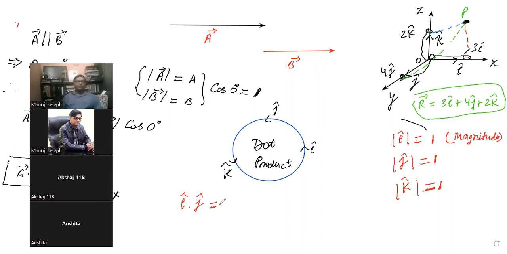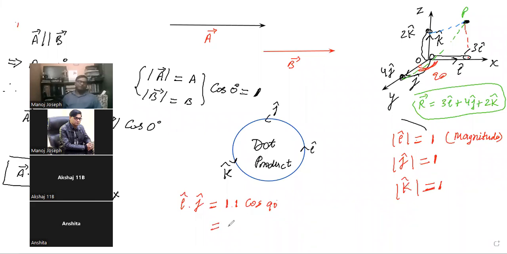So what is the magnitude of I? Magnitude of I is 1. And the magnitude of J is 1. And what is the angle between them? I to J, both axes are mutually at 90 degrees. So you will write cos 90 degrees.